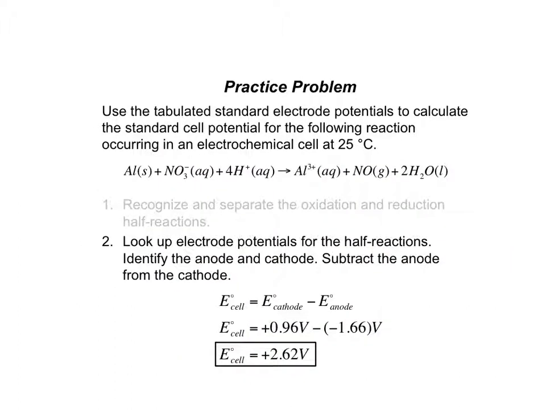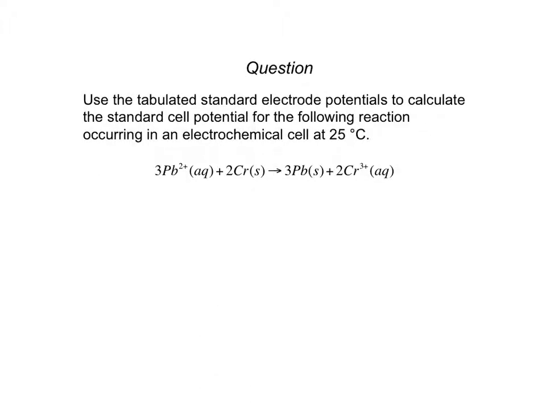Let's go ahead and do a problem to get that into your head a little bit better, right? So I have a redox process. I want you to calculate, again, the cell potential using our standard tabulated electrode potentials, reduction potentials.